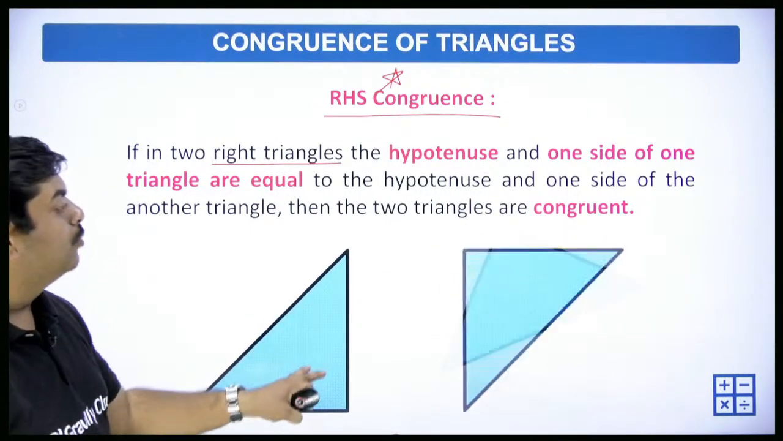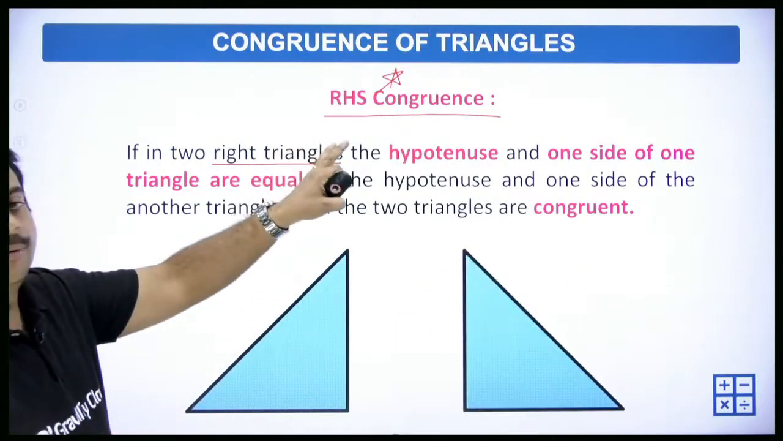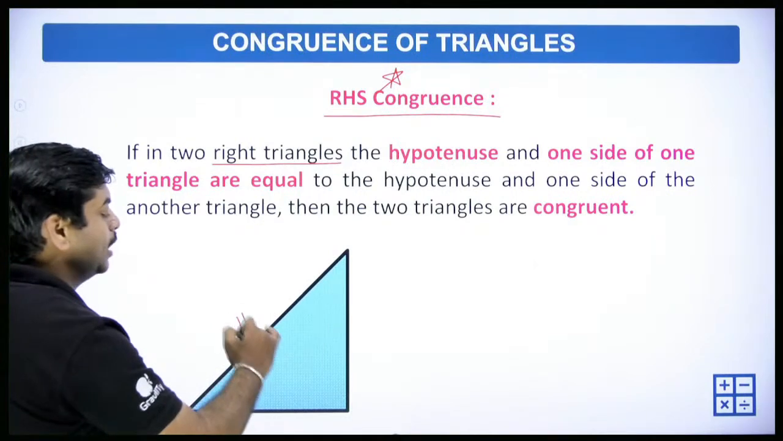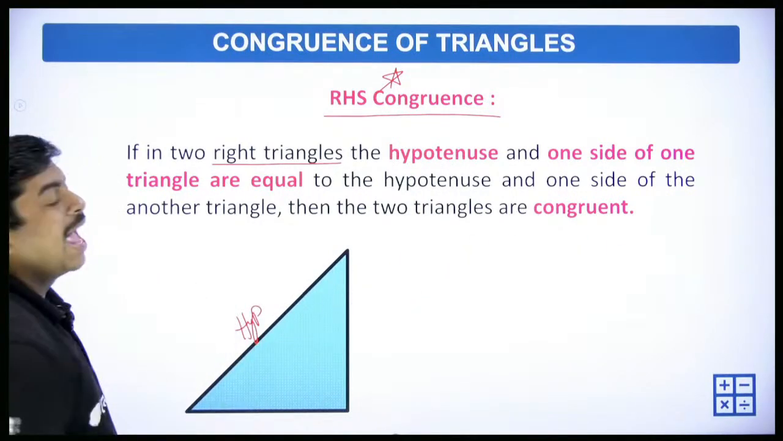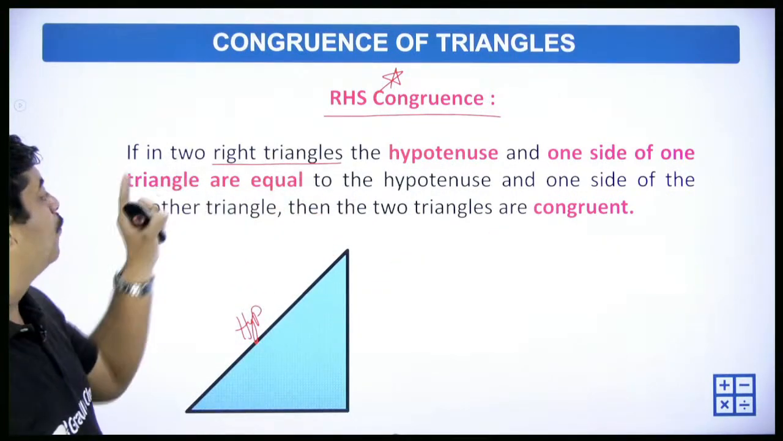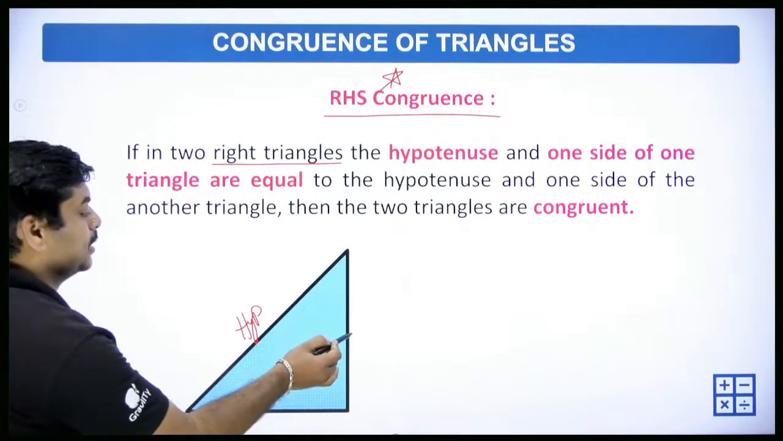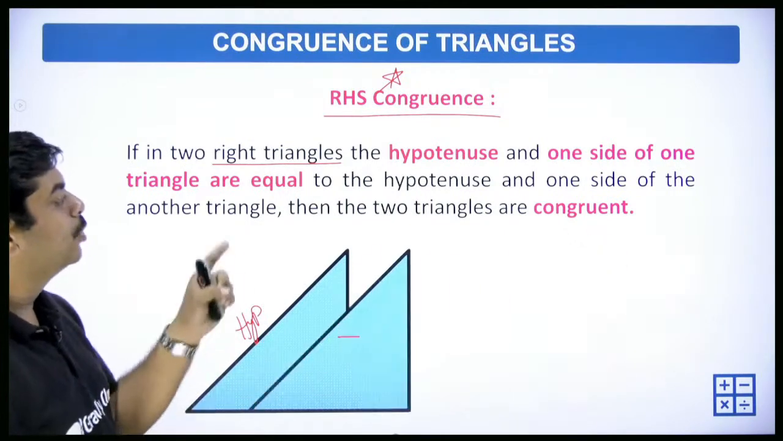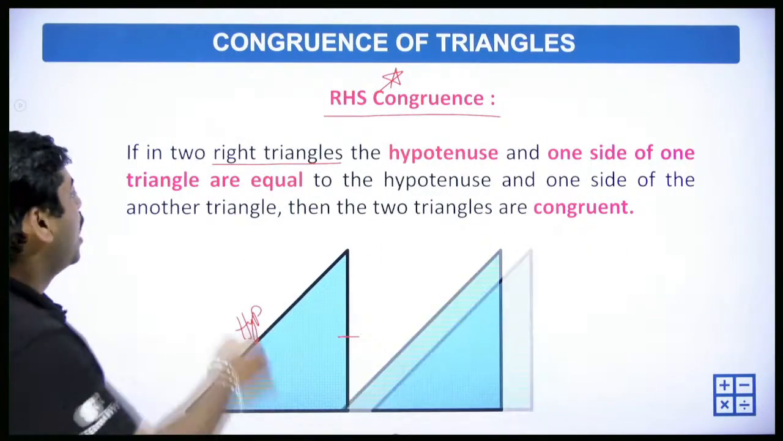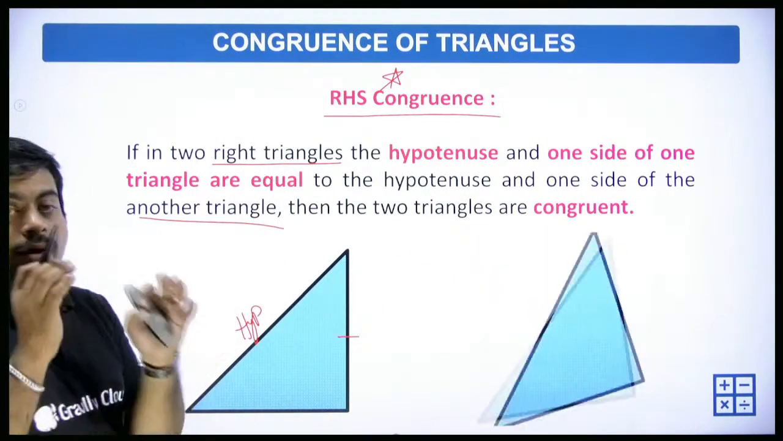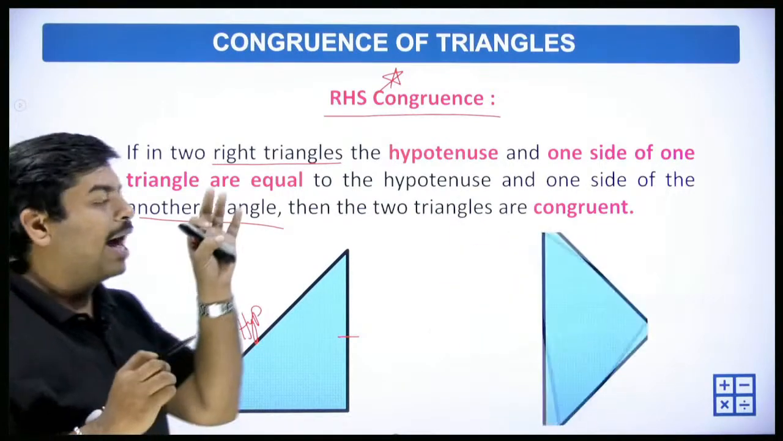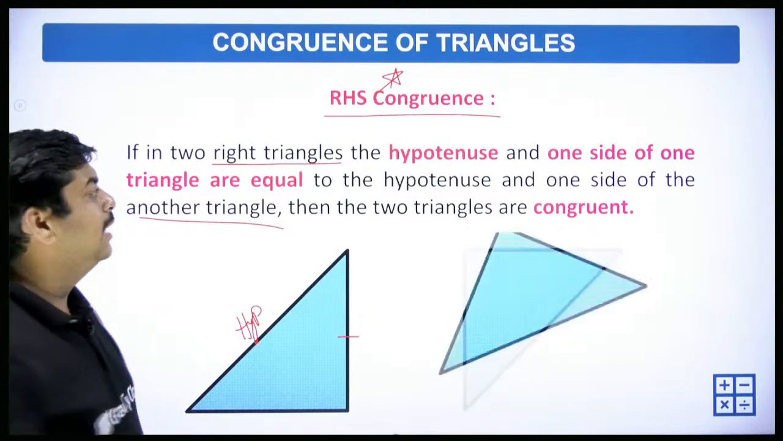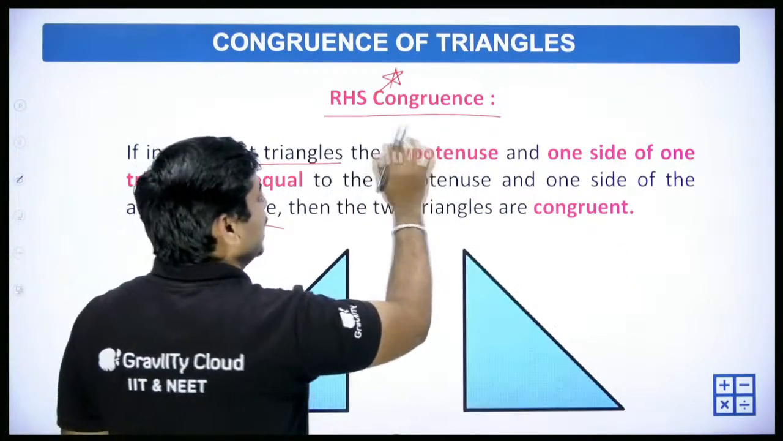Okay, in two right angle triangles, the hypotenuse, this is the hypotenuse, the longest side is the hypotenuse. Hypotenuse and one side of one triangle, let's say this side, are equal to the hypotenuse and one side of another triangle. See, right angle, the hypotenuse and one side. Why only hypotenuse and one side were considered?